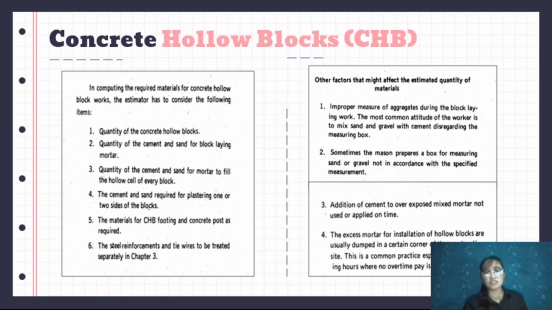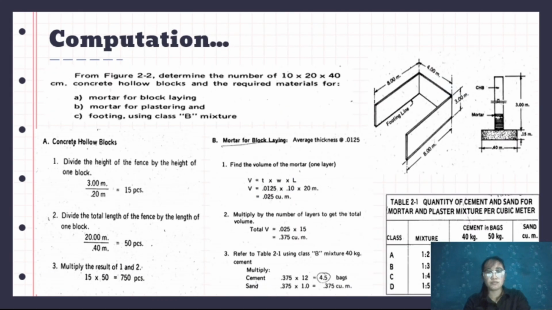Then the cement and sand required for plastering, and 2 sides of the blocks, since plastering involves 2 faces, the front and the back. Then the materials for CHB footing and the steel reinforcement, which will be the topic in the next chapter, and other factors that might affect the estimated quantity of materials, like improper measurement of aggregates. Sometimes the mason prepares a box for measuring sand and gravel not in accordance with the specified measurement. The excess mortar are factors that can lead to mistakes in the estimated materials.